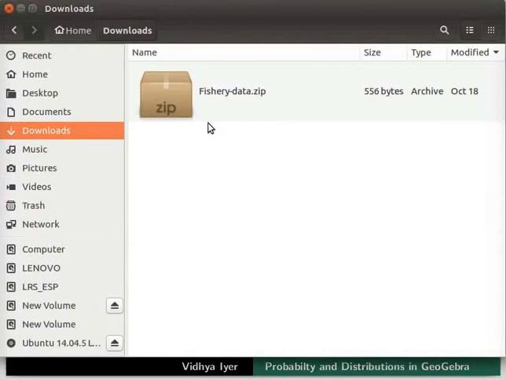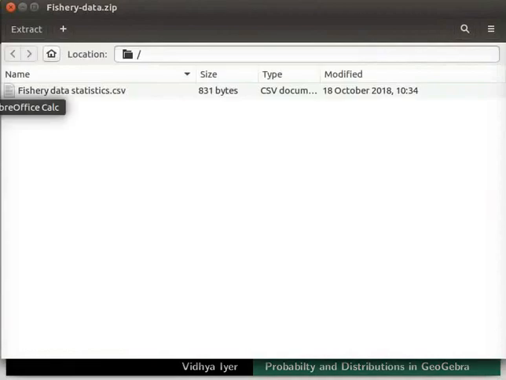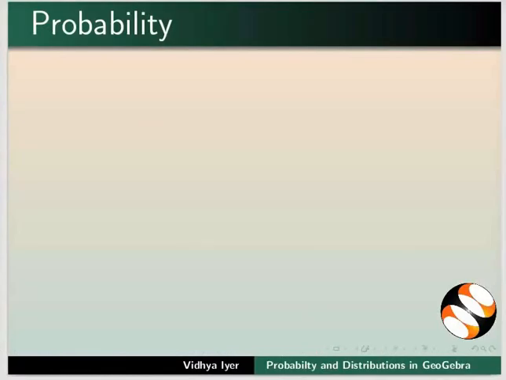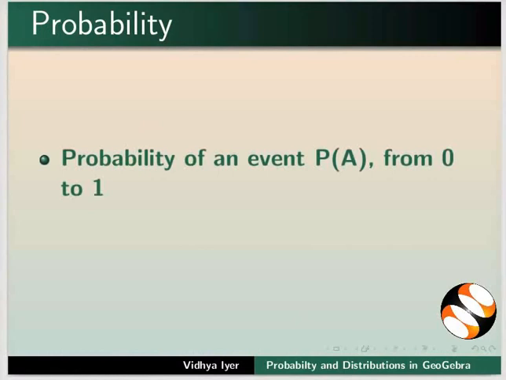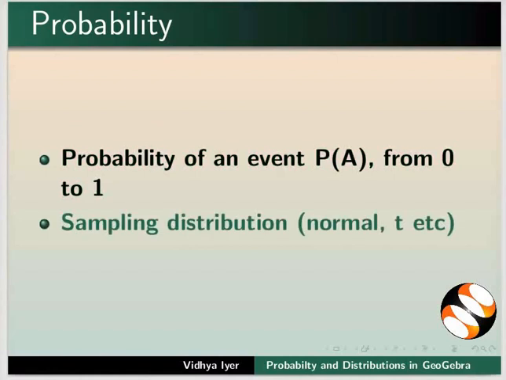Please download the code file fishery data provided along with this tutorial. Probability. Probability of an event P of A lies between 0 and 1. Statistics are calculated for each sample. The probability distribution of these statistics is called a sampling distribution. Examples are normal, T, etc. Please refer to additional material provided along with this tutorial.